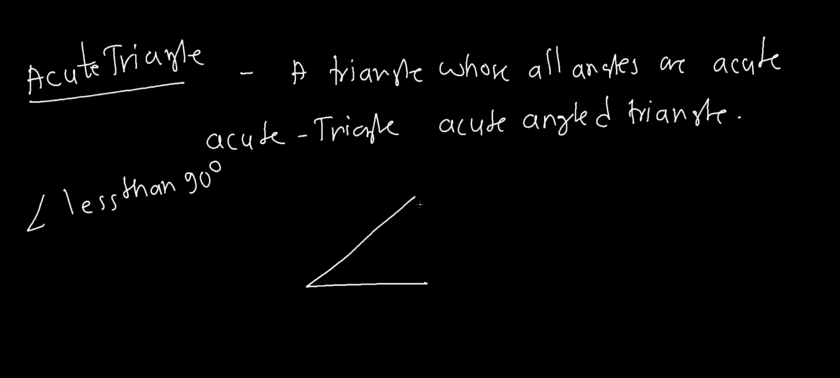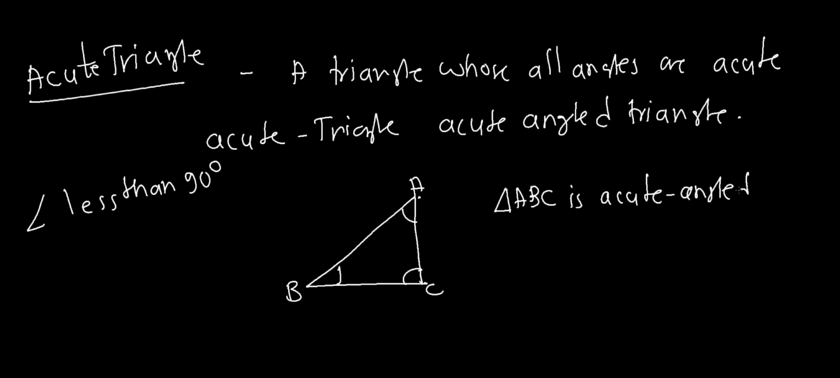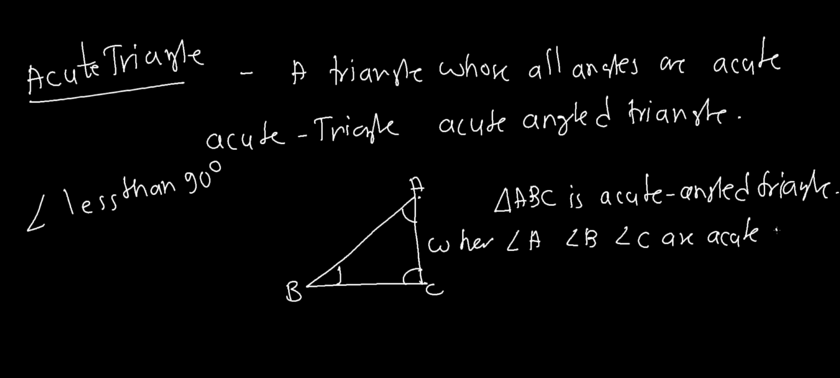So we can draw a figure like this. A, B, C. So triangle ABC is an acute angled triangle, where angle A, angle B and angle C are acute angles.